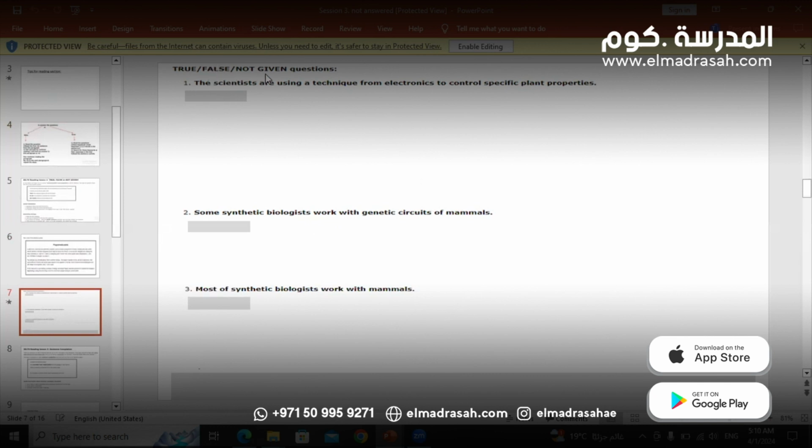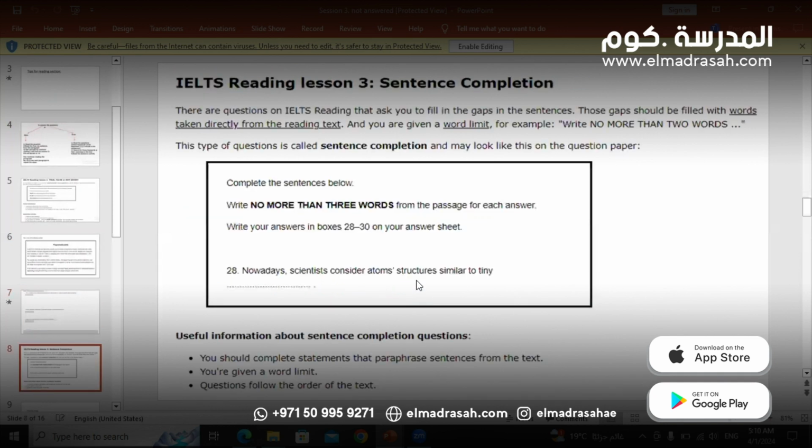The third statement, it will be not given. Not given, it means that the statement isn't mentioned anymore in the passage, or this piece of information isn't mentioned. The writer doesn't say anything about it, so I don't know if it's true or not. So it's not given. So this is the first technique of the reading passages.